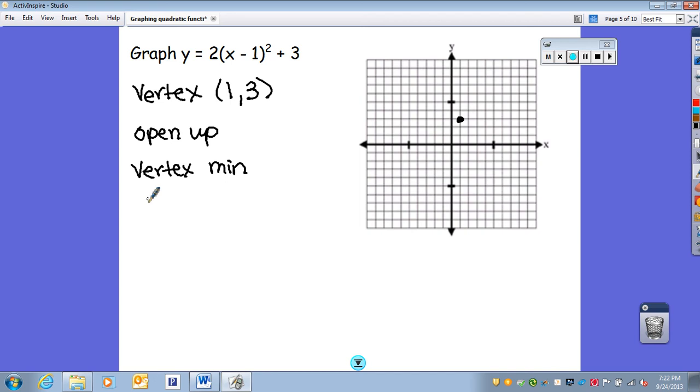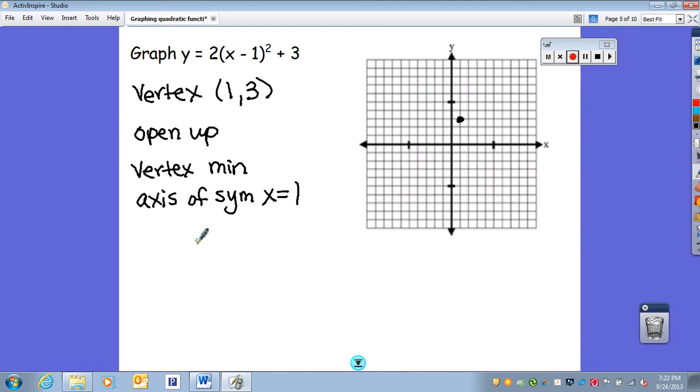Our axis of symmetry is what divides our parabola in half. It is a vertical line, and it is written as x equals, and the value of x that passes through the vertex would be x equals 1. Now we are going to graph this using the parent function.